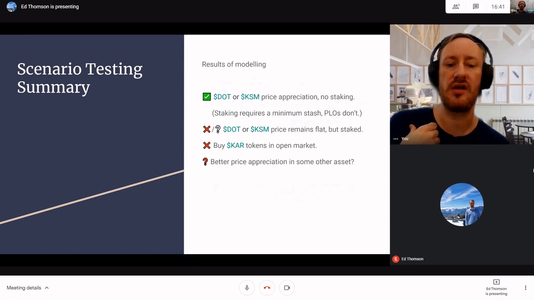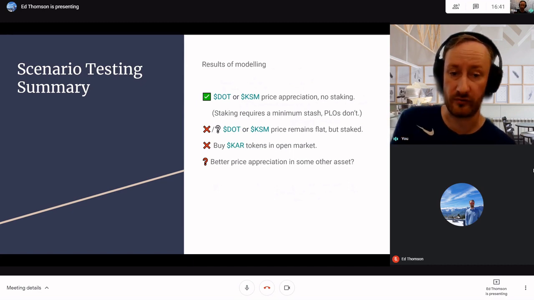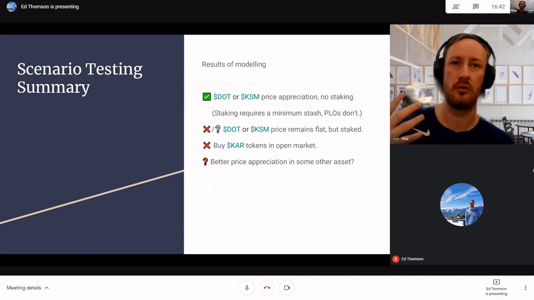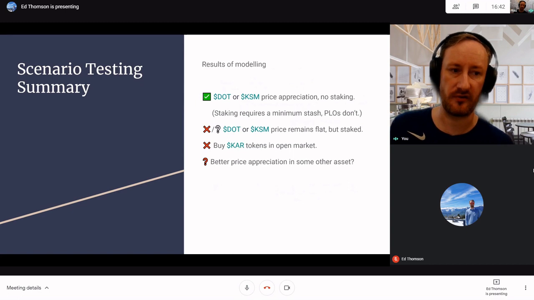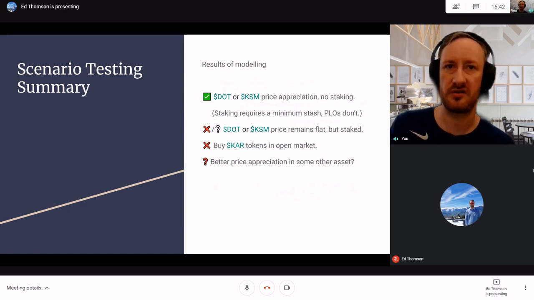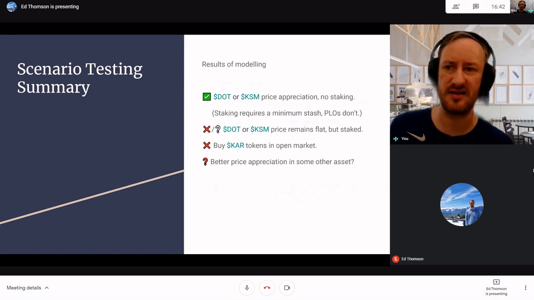Now, if the DOT or KSM price is flat, and you're holding DOT or KSM, then obviously you don't make any price appreciation there, but you're staked, then the PLO probably isn't going to be worth it. So as a general rule of thumb, the PLO is probably not going to be better than the staking reward. That's what my calculations found. There are some times whenever it does beat the staking reward, but participation has to be really quite low, basically. Or the market cap has to be insanely high.